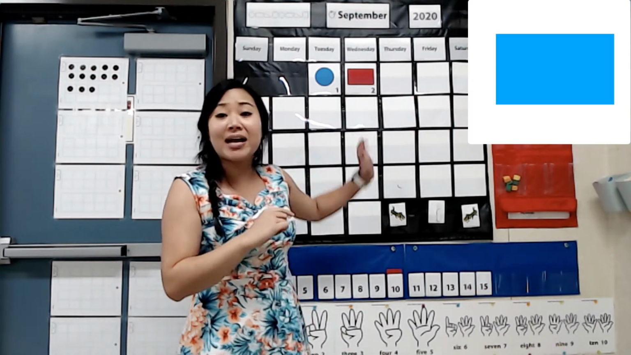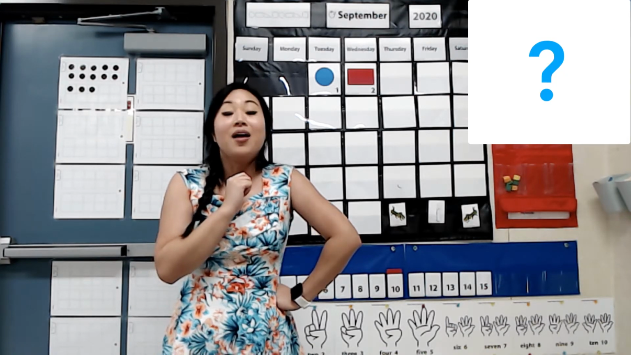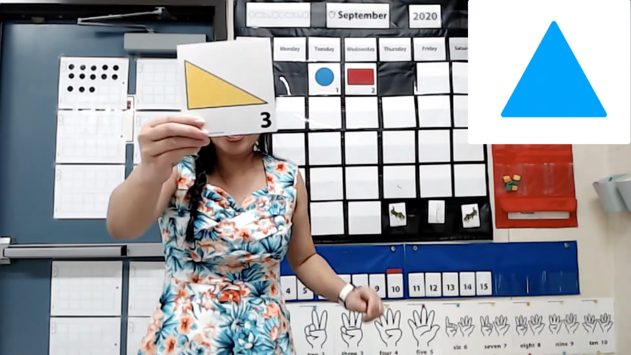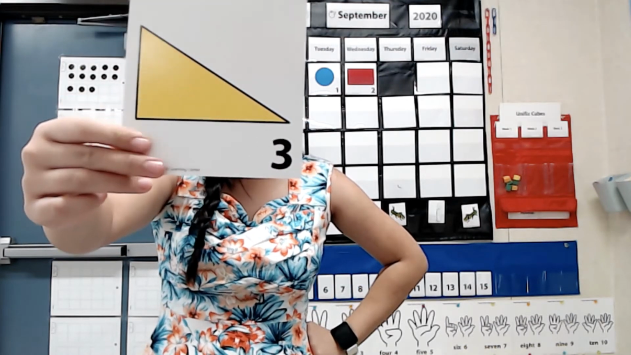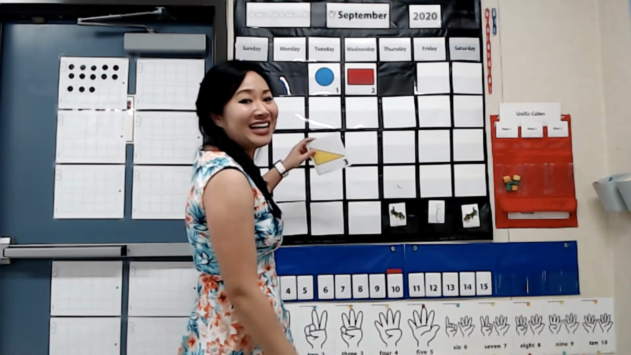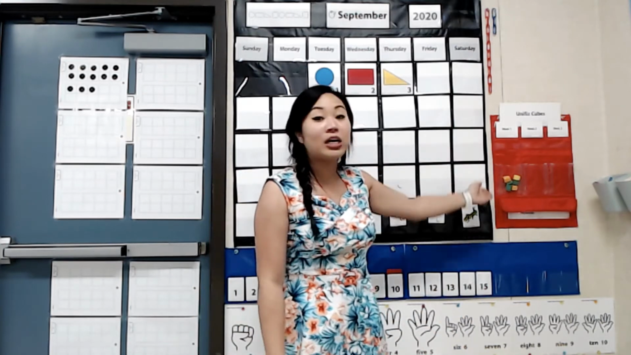Stop and think. Yesterday was a rectangle. Will it be a circle, a rectangle, a triangle, or a square? Well, let's find out. It's a triangle! And what color is our triangle? You're right, it's yellow. Great job. And if you didn't guess correctly, that's okay. We're still learning.